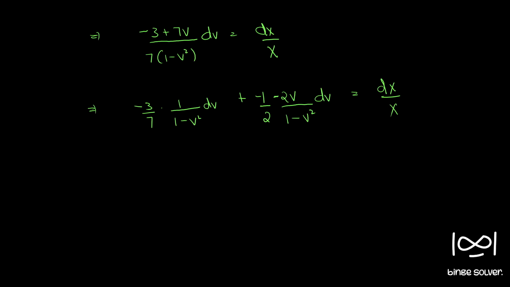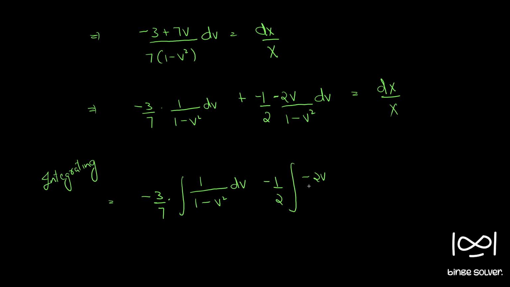Now all the terms can be easily integrated. Integrating, we have minus 3 by 7 into this integral. We'll just write 1 by 1 minus v square dv minus 1 by 2 integral minus 2v by 1 minus v square dv equals integral dx by x plus c.